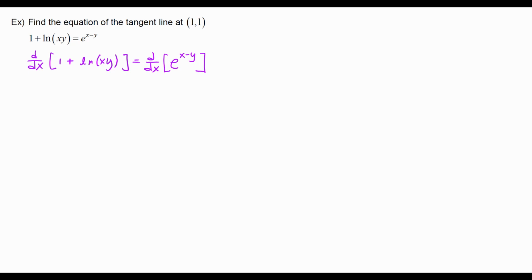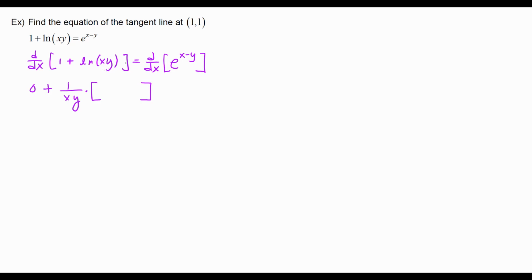So derivative of 1 is 0. Since this is not ln x, it's a ln u. Derivative of ln u was u prime over u, or 1 over u times u prime. So that's a 1 over u times u prime. And when I do u prime, I need to take the derivative of xy.